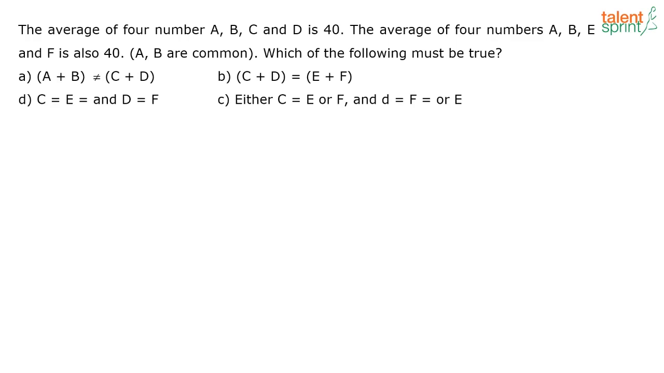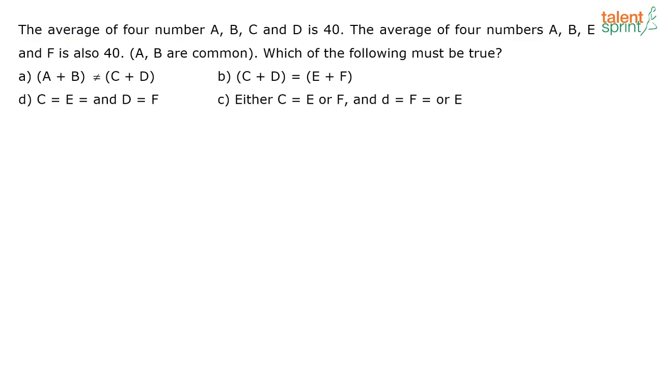So the first question for today's session is there on your screen. The average of 4 numbers A, B, C and D is 40. The average of 4 numbers A, B, E and F is also 40. Which of the following must be true? See, this question was asked in, I think, SBI PO in one of the past years. So try out this one and give me your answer.